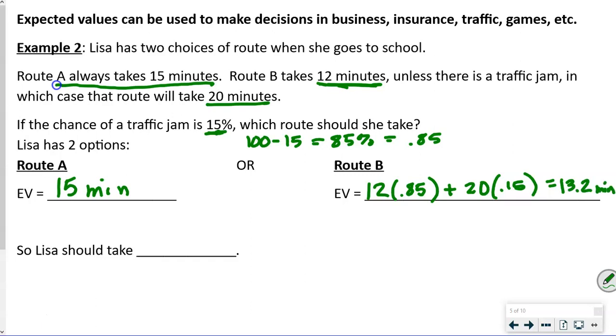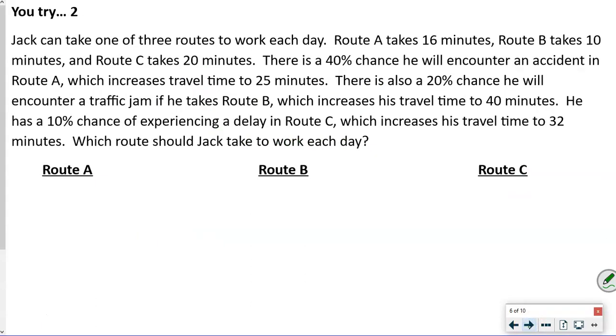So which one of those is shorter? Obviously, Route B, right? It takes less time, even though sometimes I might hit traffic. Okay, all right, let's see if you guys can do the You Try 2 and the You Try 3 on the back. Okay, so go ahead and pause the video, read this, see if you guys can figure it out.